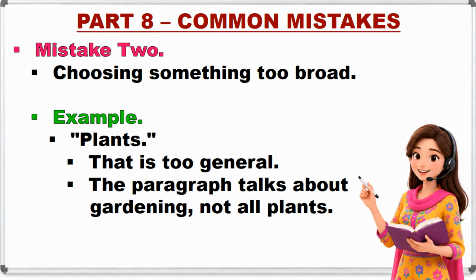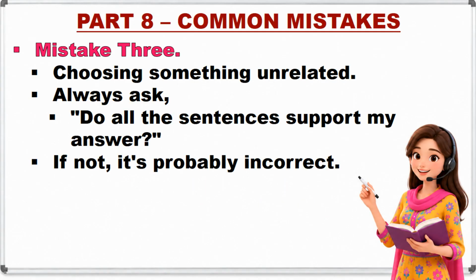Mistake 2. Choosing something too broad. Example: Plants. That is too general. The paragraph talks about gardening, not all plants. Mistake 3. Choosing something unrelated. Always ask: Do all the sentences support my answer? If not, it's probably incorrect.